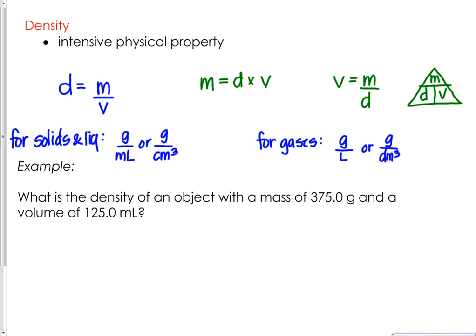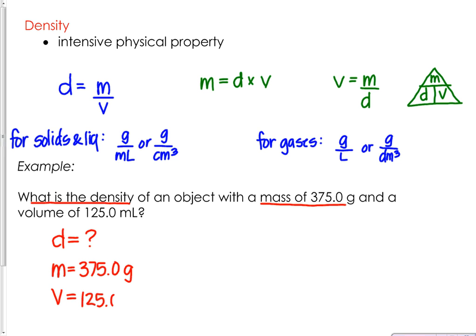Now, we're going to do an example problem together. The question says, what is the density of an object with a mass of 375.0 grams and a volume of 125.0 milliliters? What you want to get in the habit of doing is listing what it is they're asking you to find and the variables that they do give you. So the first part of the question says, what is the density? So I'm going to say that's my question mark. That's what I'm trying to find. I've also been told that it has a mass of 375.0 grams, and that will make a difference for our significant digits. And the volume is 125.0 milliliters.